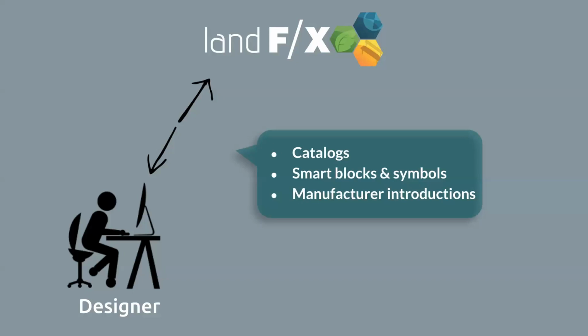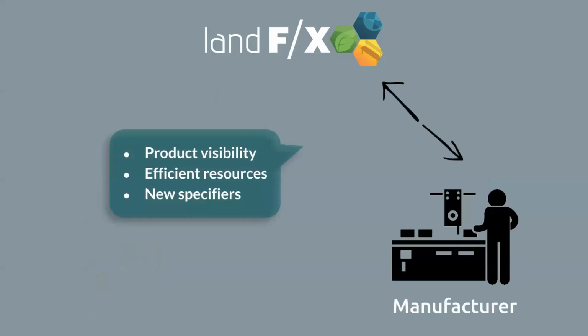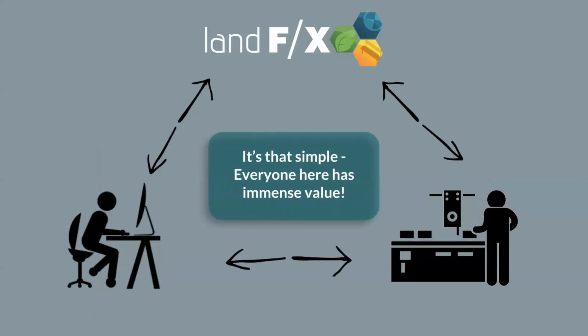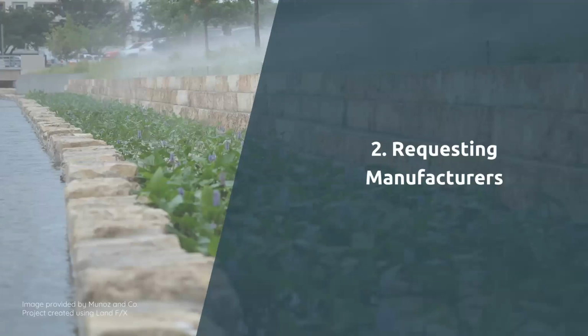As the designer, you're able to browse the manufacturer catalogs in LandFX, place smart blocks and symbols into your plans, all based on the products that you want to specify. As the manufacturer, your products get seen on a platform that really makes a difference in the lifespan of the project. The necessary information is set in the product models and details, which provides the designer with a really quick way of accessing and using your product information. Honestly, it really is that easy, and it's why we emphasize this relationship for such a good reason. And being able to request manufacturers will highlight just one reason why everyone in the relationship is so valuable.